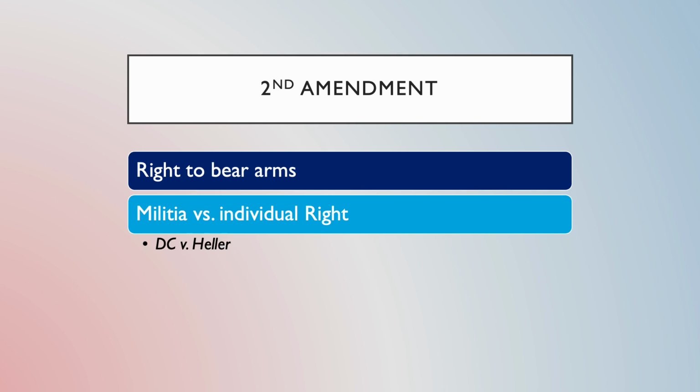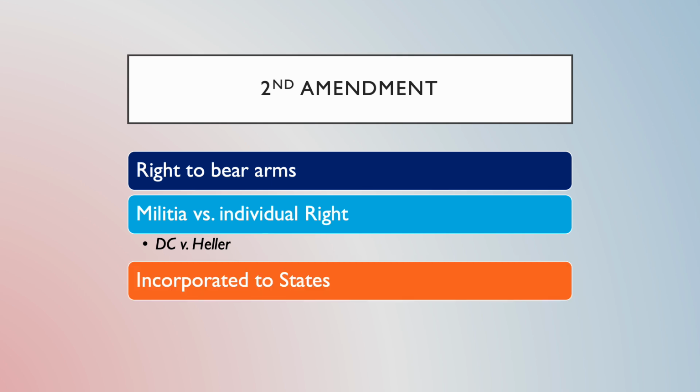However, in DC versus Heller, the court actually ruled that the Second Amendment applies to an individual right to bear arms, that you do not have to be a member of a militia, that you do not have to have any sort of communal defense force, right? That this is just this individual right. Now, in McDonald versus Chicago, the court then incorporated the logic of Heller, that this is an individual right.